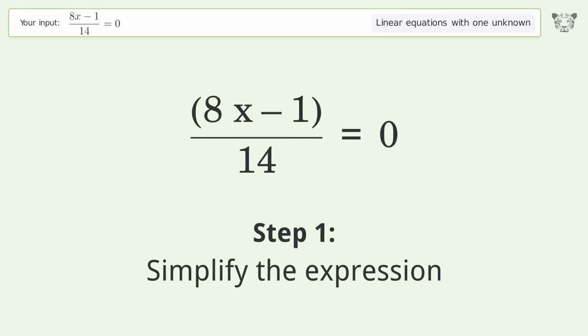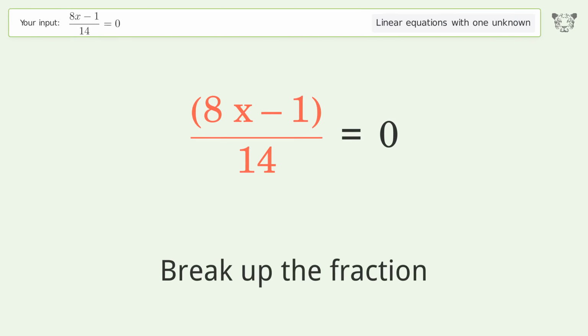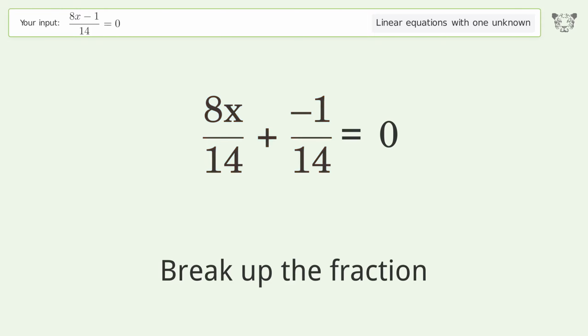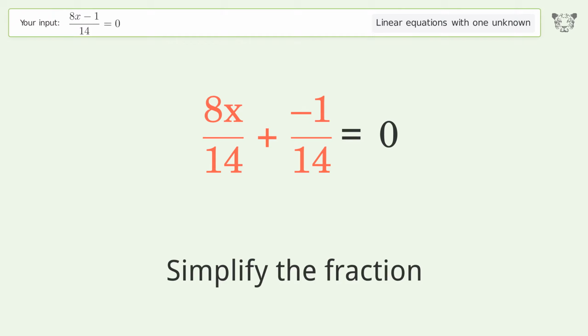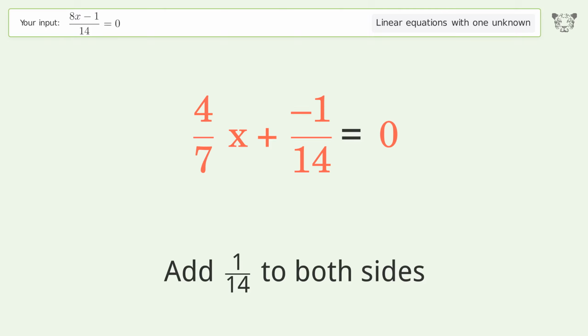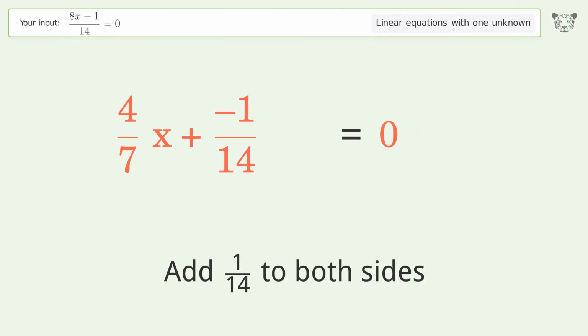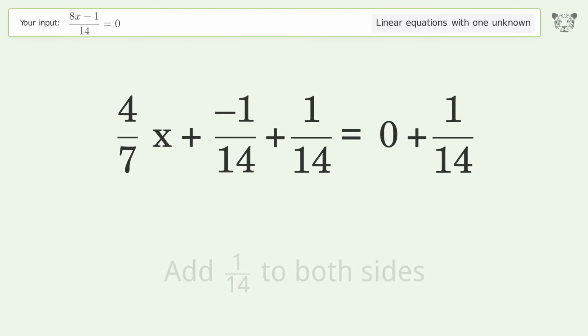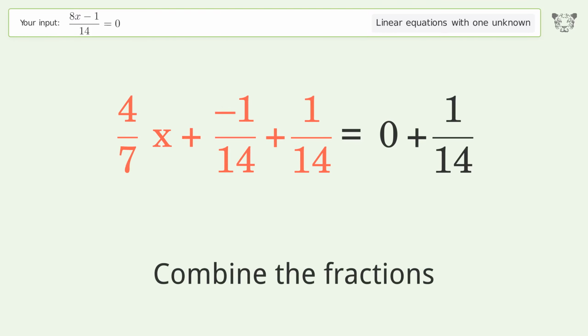Simplify the expression. Break up the fraction. Simplify the fraction. Group all constants on the right side of the equation. Add 1 over 14 to both sides. Combine the fractions.